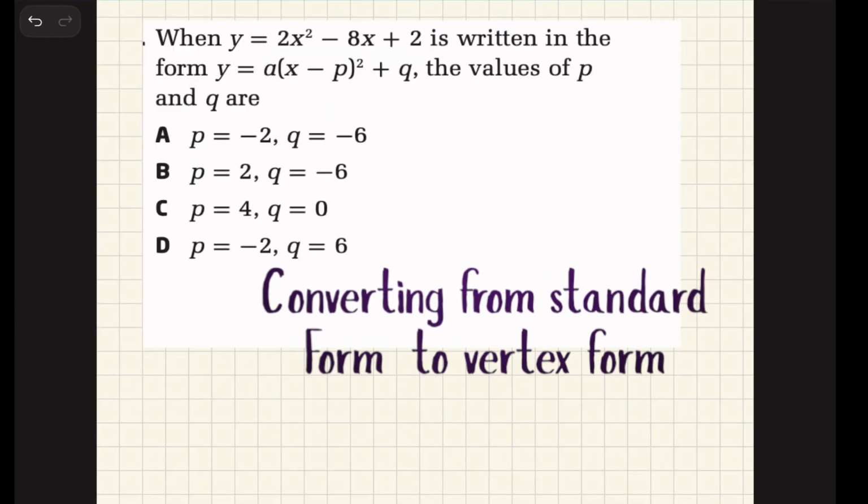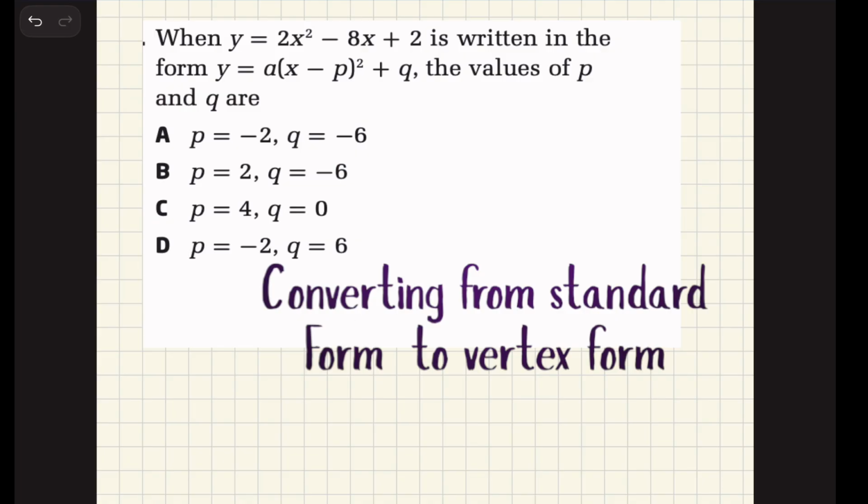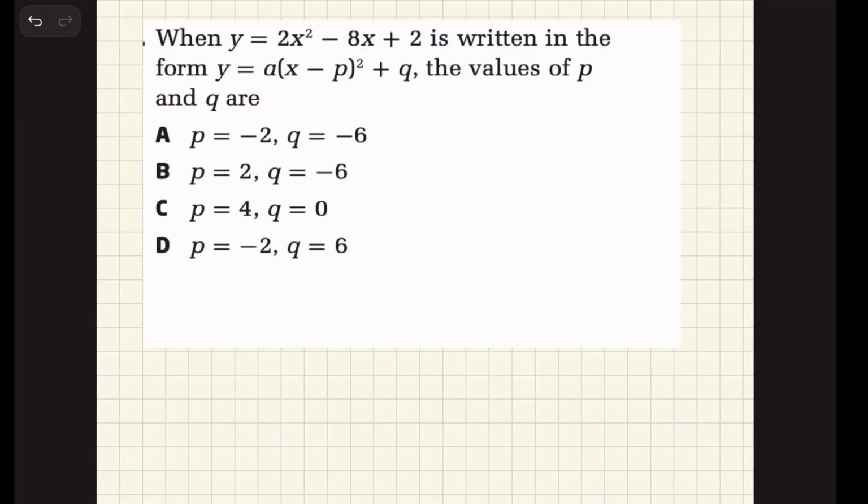When y equals 2x squared minus 8x plus 2 is written in the form y equals a(x minus p) squared plus q, the values of p and q are... So this here, remember, is what we call the vertex form. And the form given right above over here, that's the standard form. And each of these forms is good for finding out a specific part of the parabola or the quadratic function.